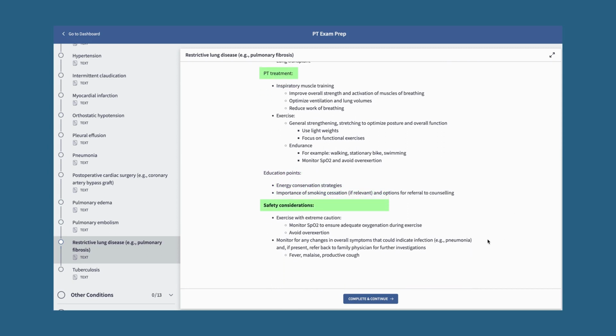What safety precautions should you be aware of if the patient has pulmonary fibrosis? All right, in the classroom, we review this. Because of the restrictive lung disease, it's critical that we implement safety considerations when working with this population. In the case of a patient with pulmonary fibrosis, we must ensure that they exercise within safe limits and take extreme caution. We must monitor SpO2 to ensure adequate oxygenation during exercise and avoid overexertion. We should also monitor for any changes in overall symptoms that could indicate an infection, such as pneumonia. This would include monitoring for things like fever, malaise, and a productive cough with green sputum.